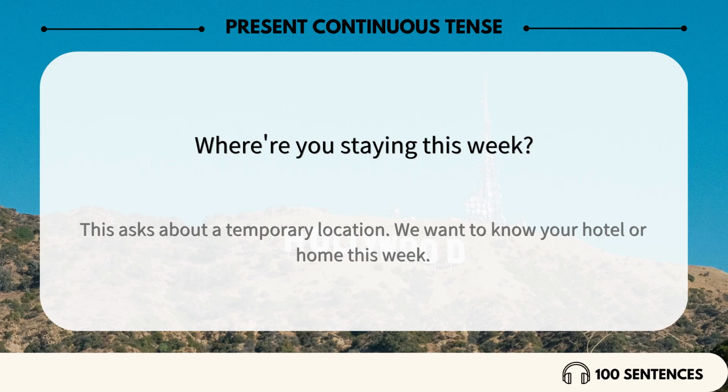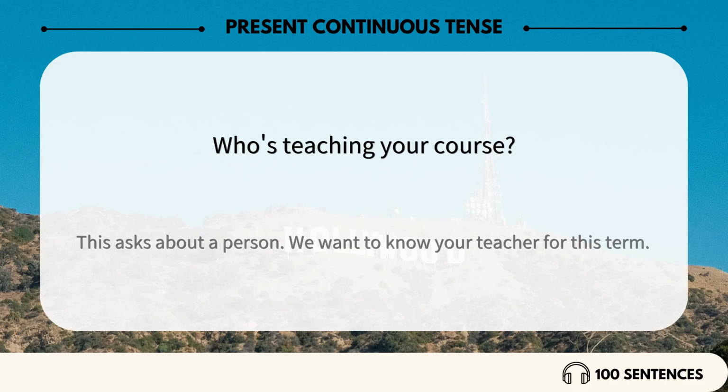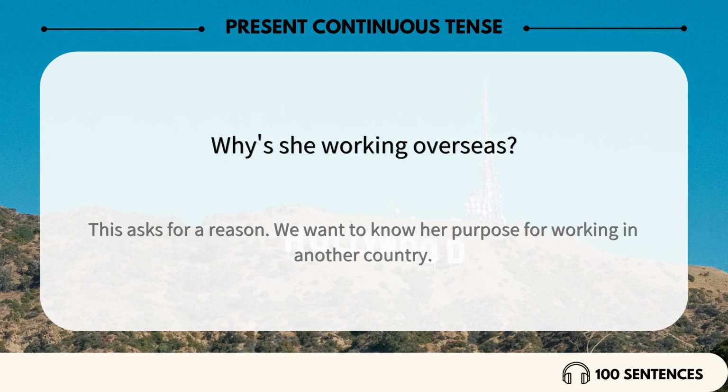Where are you staying this week? This asks about a temporary location. We want to know your hotel or home this week. Who's teaching your course? This asks about a person. We want to know your teacher for this term. Why is she working overseas? This asks for a reason. We want to know her purpose for working in another country.